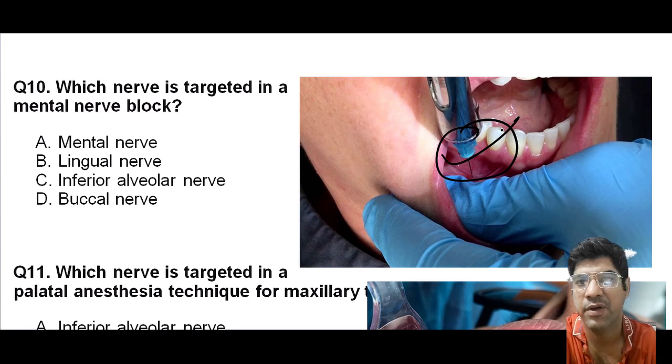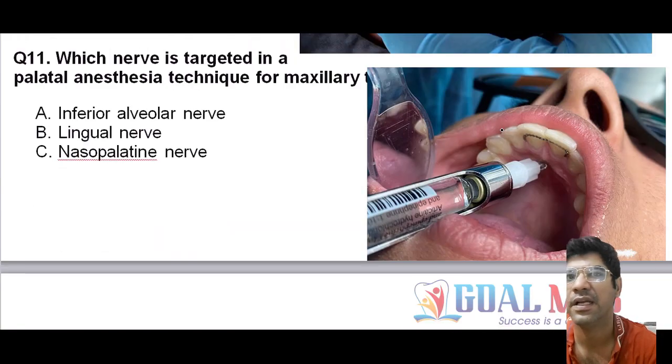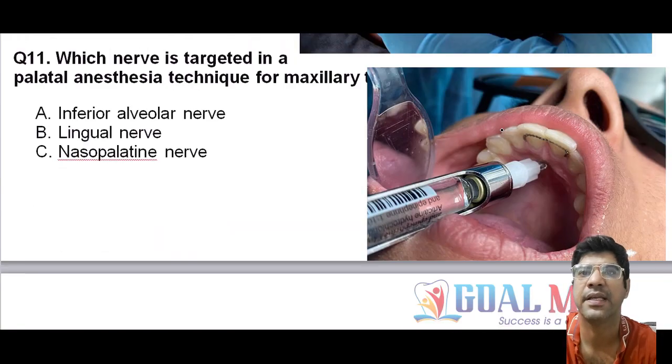The inferior alveolar nerve provides sensory innervation to lower teeth, gums and lower lip, and it is not the primary target of the mental nerve block. The buccal nerve block provides sensory innervation to the cheek and buccal mucosa. So the answer is A. Which nerve is anesthetized in palatal anesthesia technique for maxillary teeth? The answer is the nasopalatine nerve.